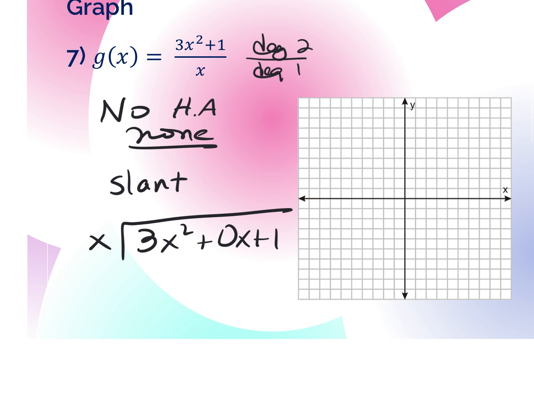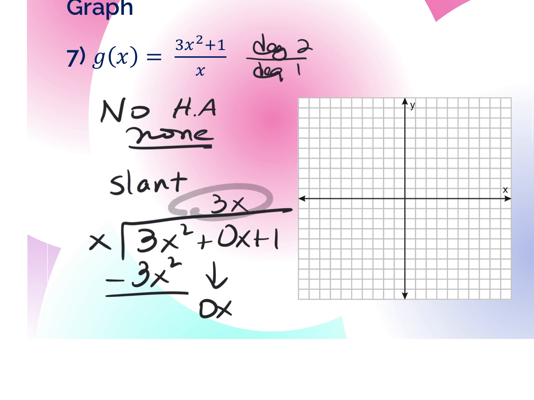So what do we multiply x by to make it 3x squared? We'll multiply it by 3x. We'll multiply, change the sign. We bring down the 0x. There's nothing I can multiply x by to make it a 0x except for 0. So this is my slant. So my slant is going to be y equals 3x. Because this would be my remainder once I bring this down, and I can't do anything with it.